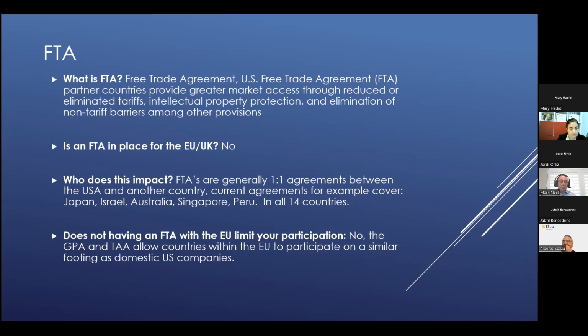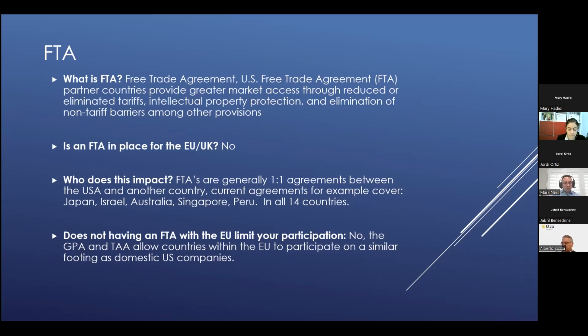So is there a free trade agreement in place between the EU or UK and the United States? The short answer is no. Does that impact your ability to bid here in the US? Not really. It may have implications on import taxes and the cost of doing business here in the US, but fundamentally, because of your rights under the GPA and the World Trade Organization, you are allowed to bid here in the United States on public procurements, even though there is not necessarily a specific free trade agreement between the US and the EU or certain European countries.